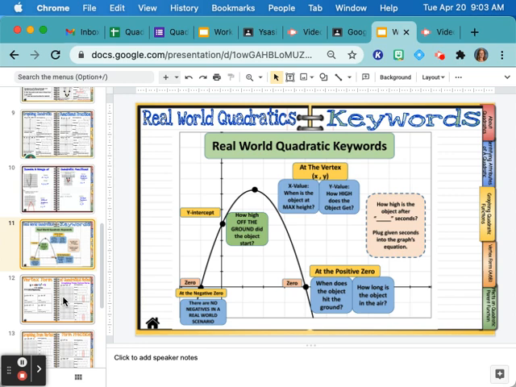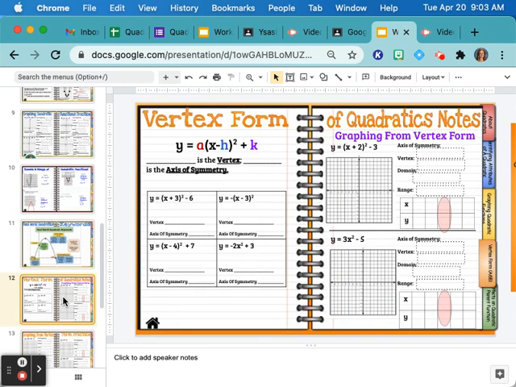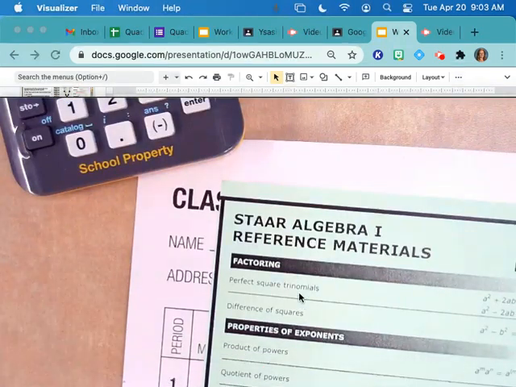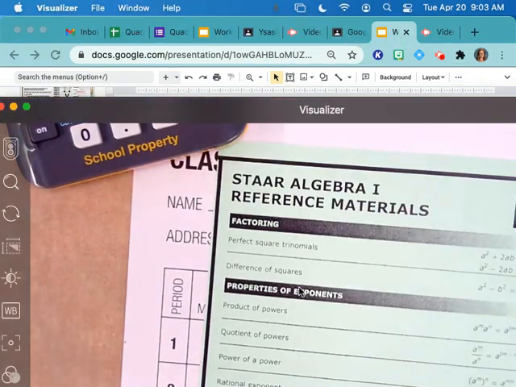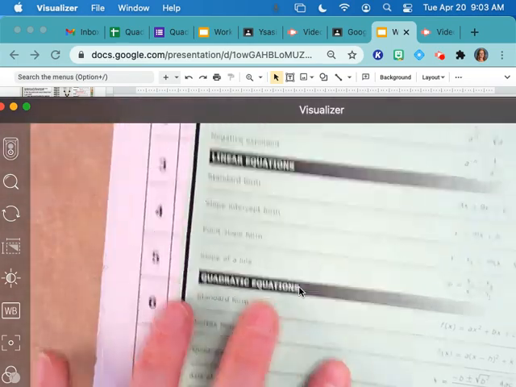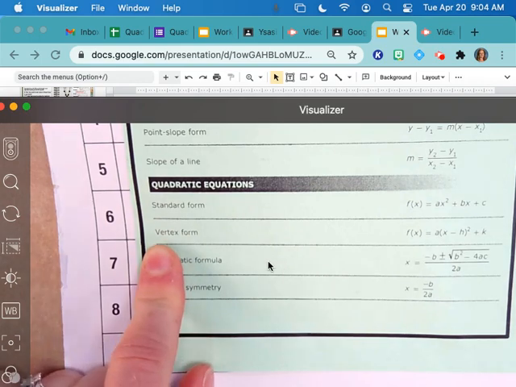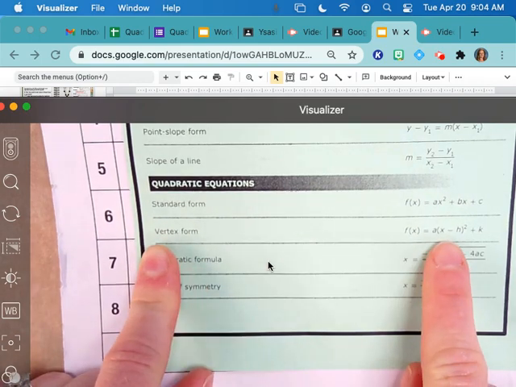Okay, so let's look at the vertex form. So what we have dealt with so far is our standard form, ax squared plus bx plus c. So this is our vertex form. This is on our formula chart that we get to use during our EOC. So if you look at your EOC chart, down at the bottom we have standard form, and then we have the vertex form.